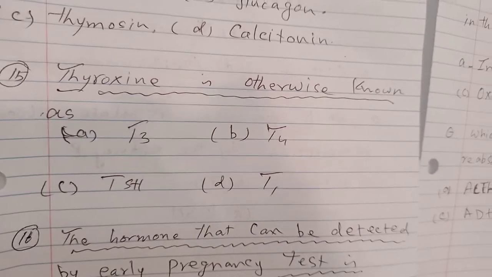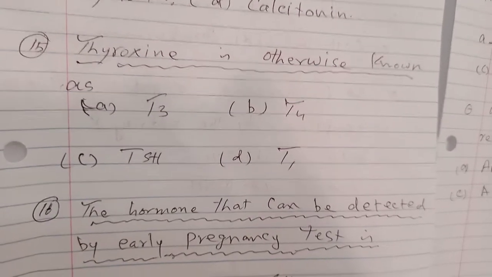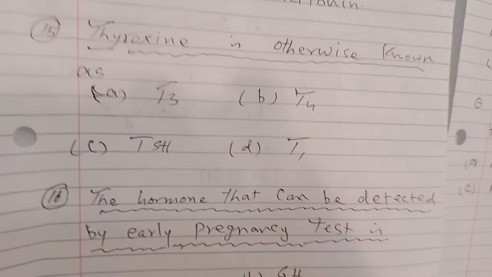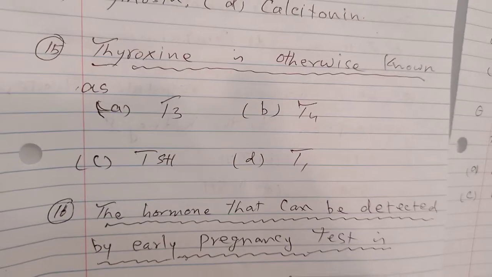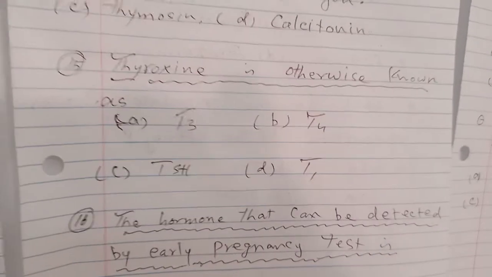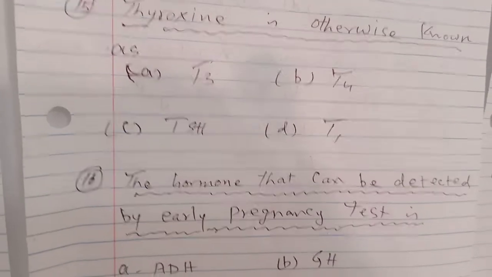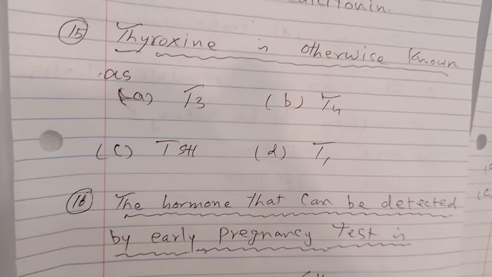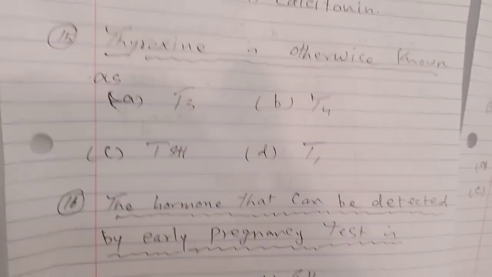Next question is thyroxine. Thyroxine is otherwise known as what? T3, T4, TSH, and T1. Two hormones, T3 and T4, are produced by the thyroid gland, and T1 is not a hormone, and TSH is produced by the anterior pituitary. So the answer is A. Thyroxine is otherwise known as T3.